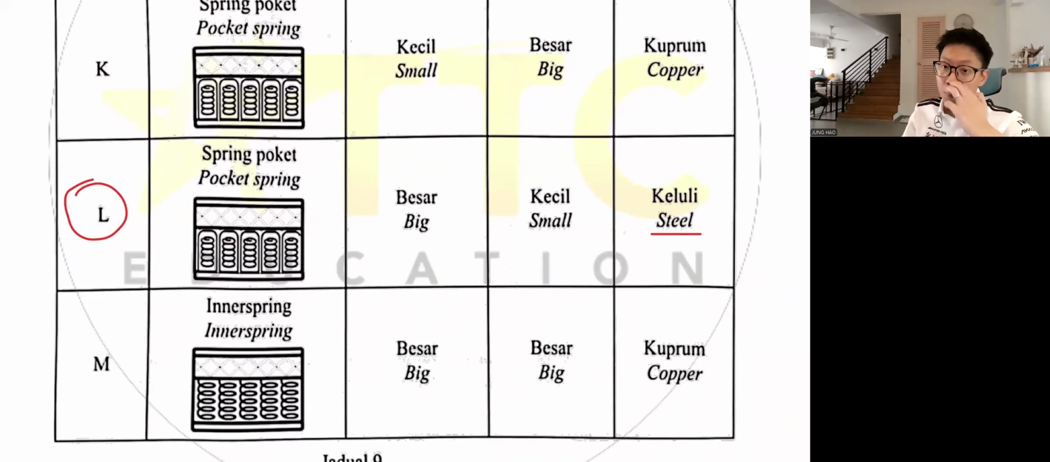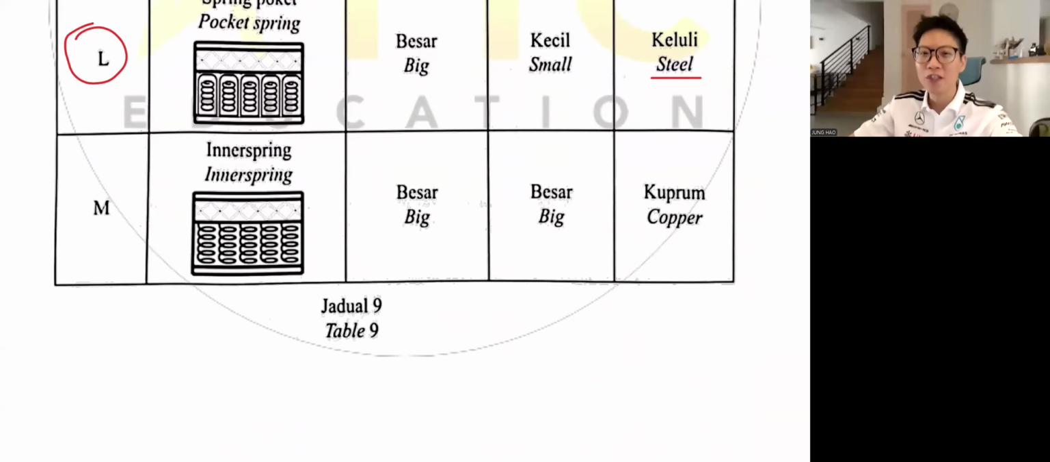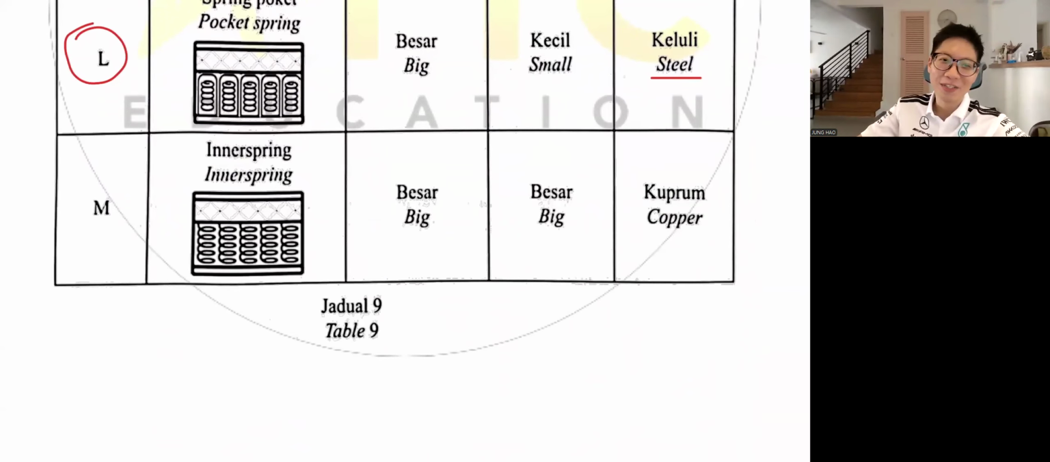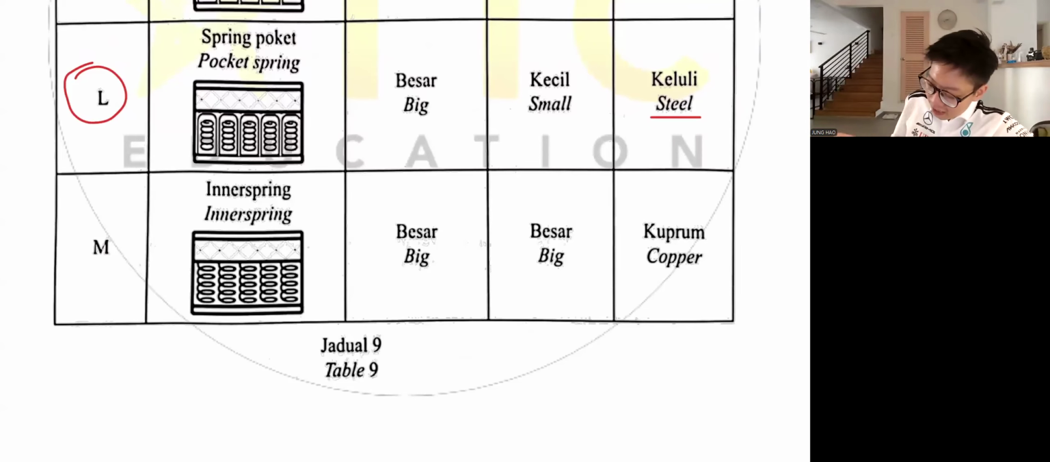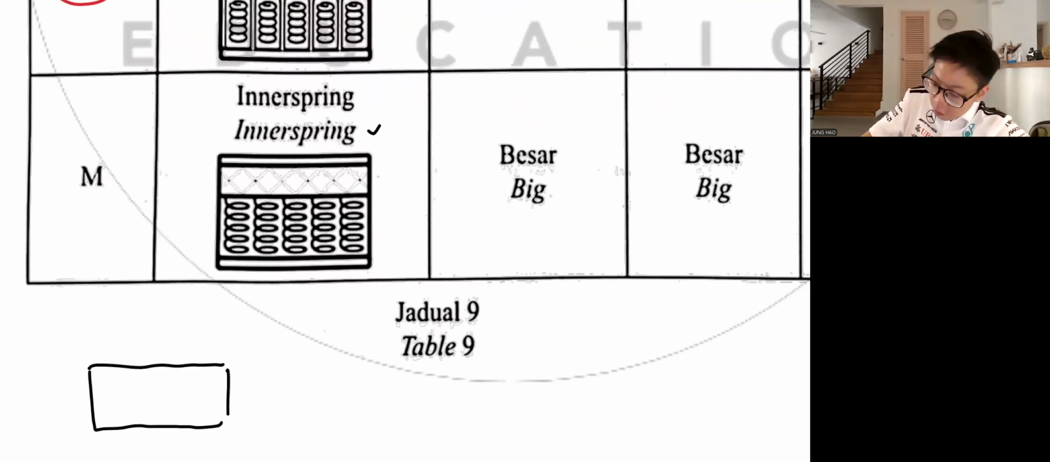Okay, why pocket? First of all, guys, next time if you get the opportunity to buy a tilam, you do this experiment. If you use inner spring, it's like this. Imagine this is your tilam. Now, when you lie down on the tilam, if you use inner spring, the whole entire bed will sink together. Literally the whole thing will sink together, because the springs are tied together.